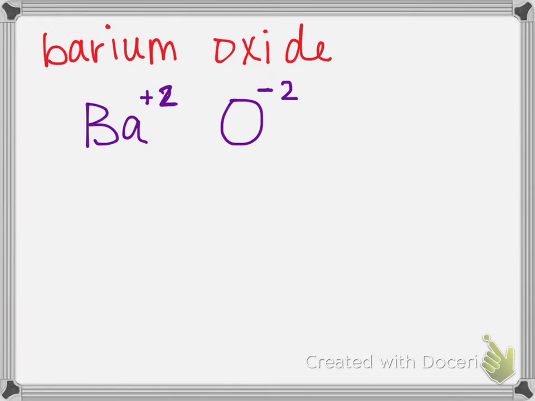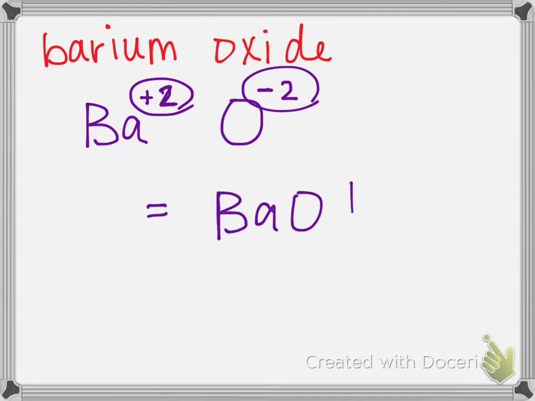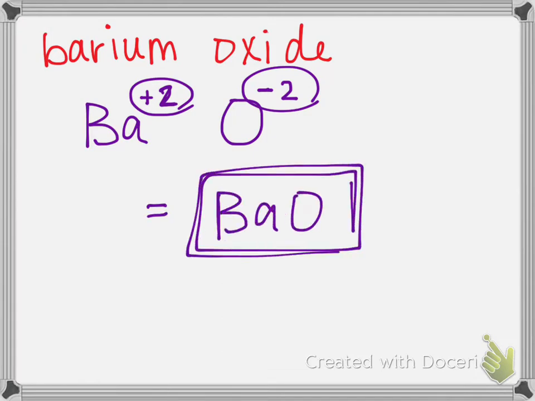So if I'm going to build a formula for these, I want to look at their charges and say, do they balance each other out, or do they cancel each other out? And the answer is yes, they do. +2 -2 gives me a neutral, or a 0, which means the chemical formula is just BaO. All right, let's work the opposite direction now. So I'm going to give you the formula, and you're going to give me the written name for that formula.